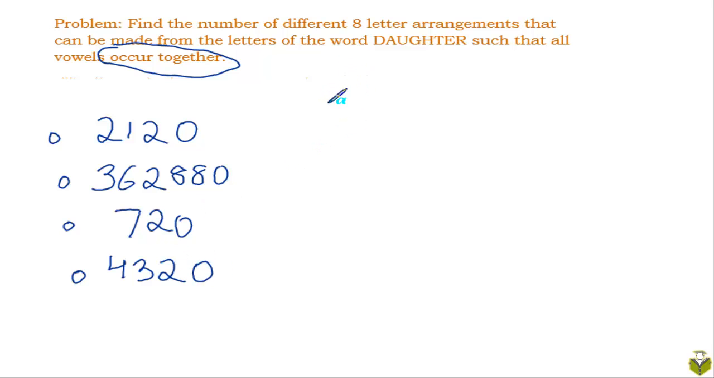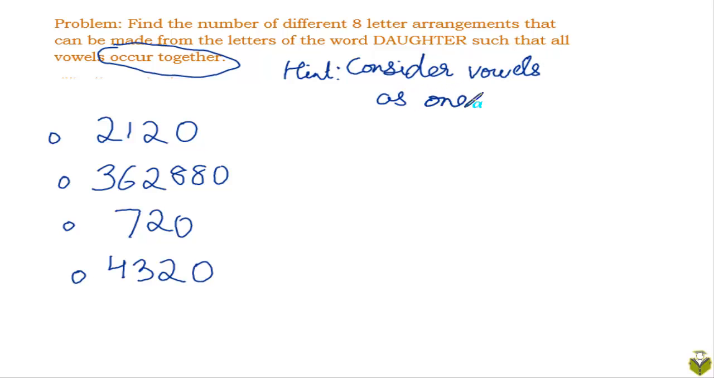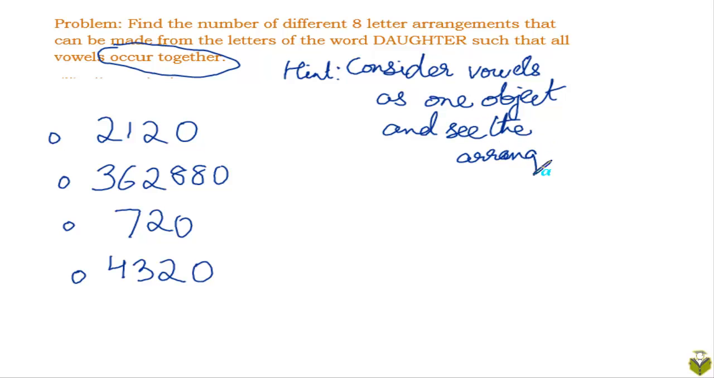So I'll just give you a hint to solve this problem. Don't get intimidated, just keep on trying and see if you can solve it. So the hint is to consider vowels as one object and see the arrangements. Even if you don't get the right answer, it's fine, because if you just think along these lines, it will be very good for you. So the answer is actually 4,320. So let us see how we arrive at this answer.